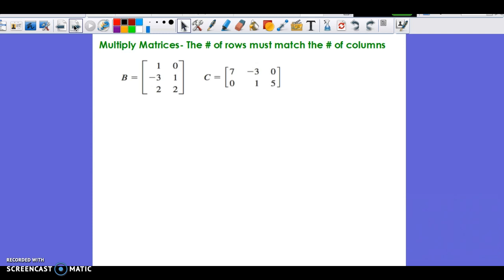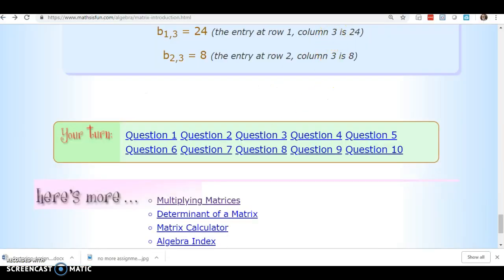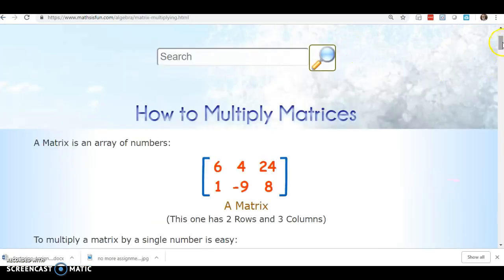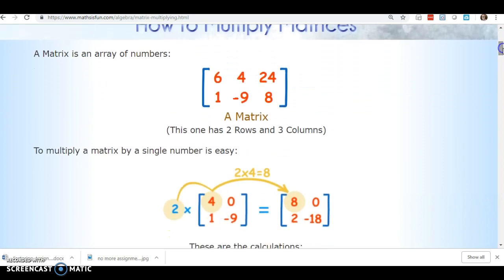Okay, let's talk about multiplying. Once you're ready, if you're stuck on some of the earlier stuff, go back and focus on that. Rewatch it. Multiplying is definitely the trickiest thing that I'm going to show you, but it's really not that hard. Let me go back to the Math is Fun website. There was a separate page on that, because they have a really great visual for this.